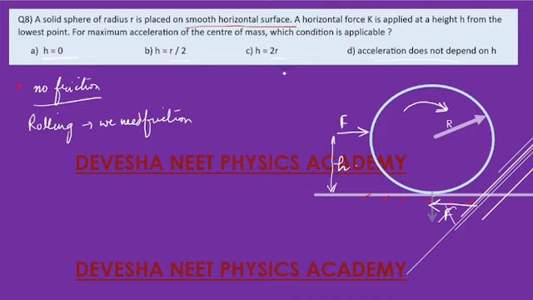So let's look at the answers. What is given here? The answers given are height equal to 0, height is r by 2, height is 2r. So none of them is relevant, because anyway the rolling will not happen. So the answer will be acceleration does not depend on h in this case, since friction is not there. Okay, let's move to the next problem now.